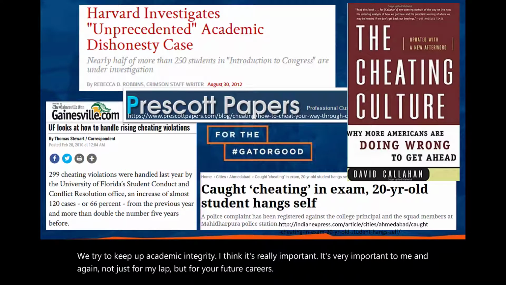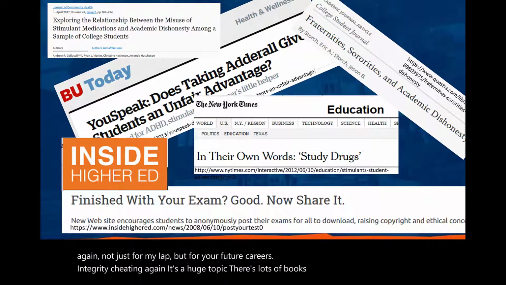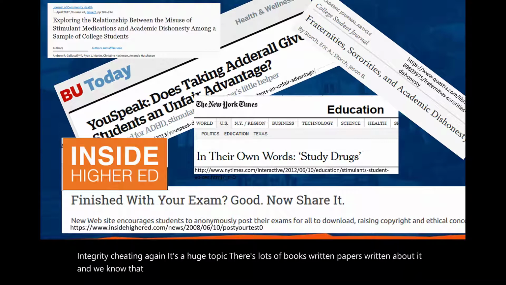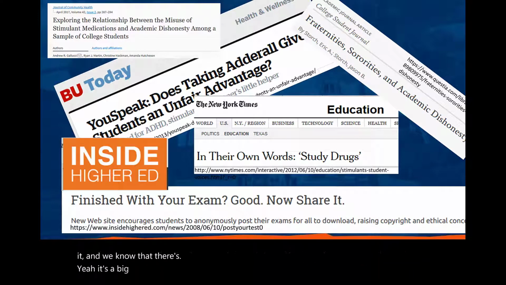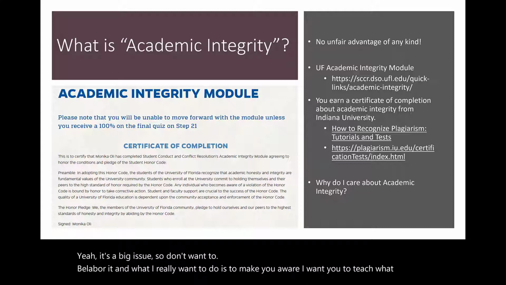All right, academic integrity, cheating, again, it's a huge topic. There's lots of books and papers written about it, and we know it's a big issue. So I don't want to belabor it. What I really want to do is to make you aware. I want to teach you what academic integrity is and what plagiarism is.